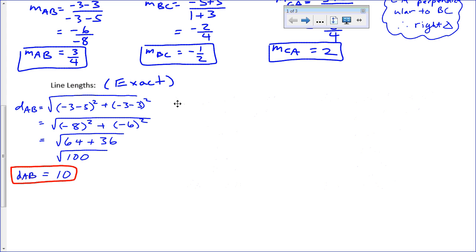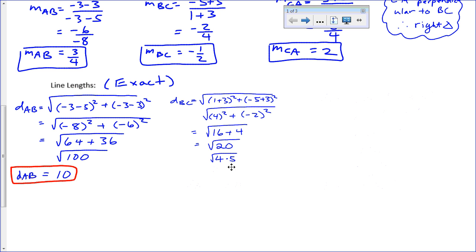Now, for BC, we do the same problem again, and we end up with something that looks like this. You'll notice that we have the square root of 20 as our final answer. Now we're going to give the exact answer. In order to do that, we're going to put the perfect square factor of 20 in front. So we end up with the square root of 4 times the square root of 5, because 20 is the same as 4 times 5, and we can always split that square root. So now we're left with this. The square root of 4 is 2, so 2 root 5.